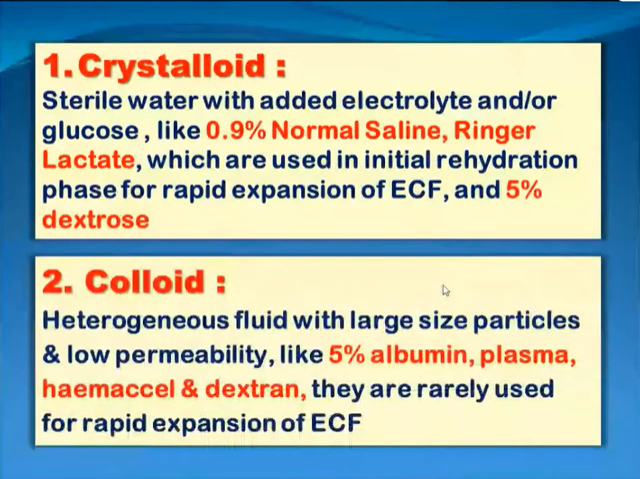But by crystalloid we mean just sterile water with added electrolytes like sodium, chloride, potassium or calcium, or sometimes we add glucose. All of these or part of these. The most common and famous examples are the 0.9% normal saline and the Ringer lactate. These two types of fluid are used for the initial rehydration in the patient with hypovolemia or dehydration. And this is needed for the rapid expansion of the extracellular fluid compartment, and of course, we mean the intravascular specifically.